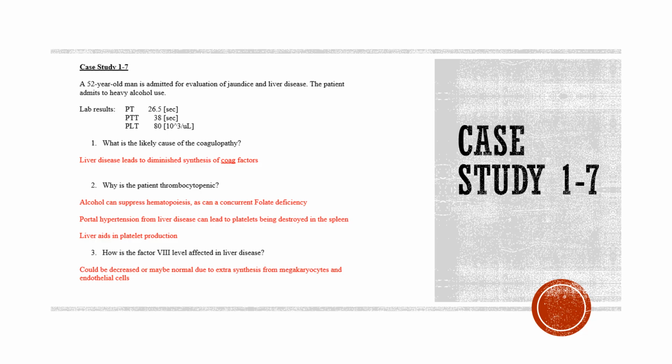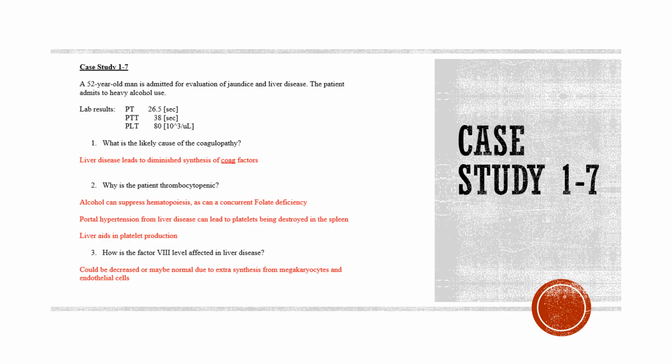Well, let's think about factor VIII. What do we know about factor VIII? We know that it's found not just in circulation, but it is also produced in endothelial cells at the site of injury, or in those platelet granules, right? So if a patient has liver disease, it could be decreased, but again, our body's very good at compensating for low levels or loss of something. And this could be due to extra synthesis from megakaryocytes and endothelial cells.